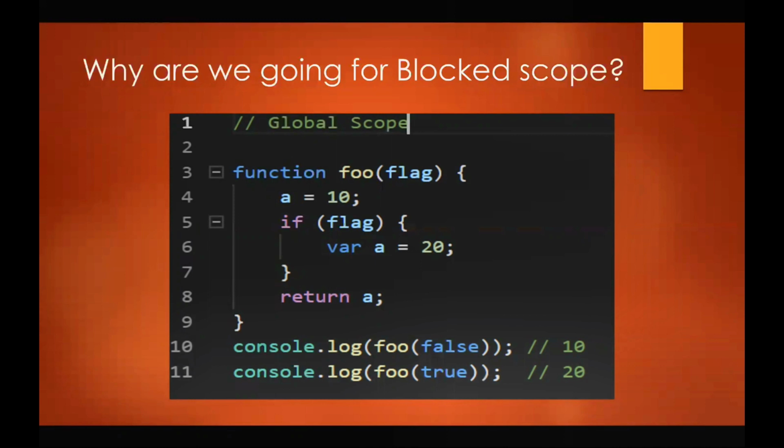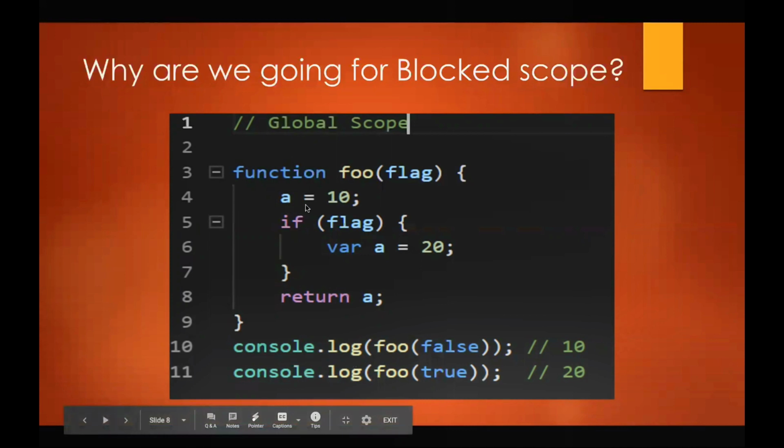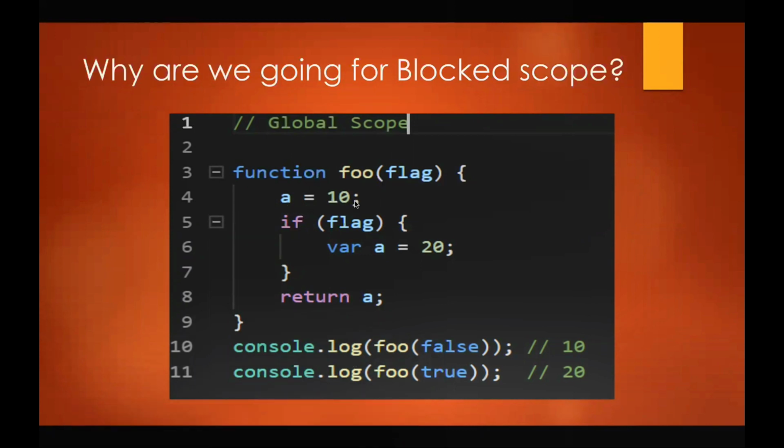So basically here, function foo is there with the flag as a parameter. We are declaring a equal to 10 inside the function. Now we are checking a condition. If flag is true, then we are redeclaring the value of a as 20, and after the block is over, we are returning a.